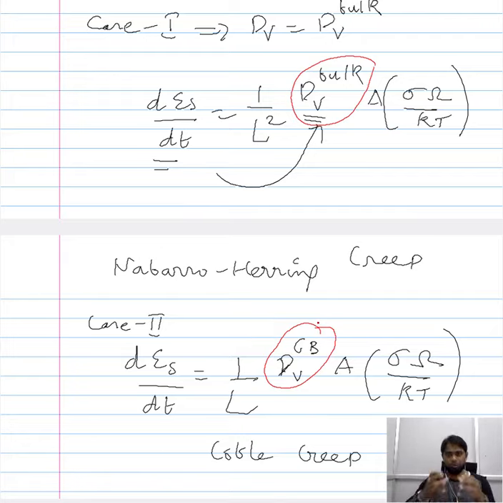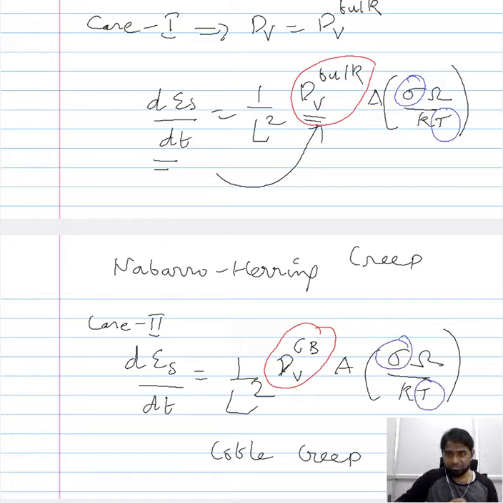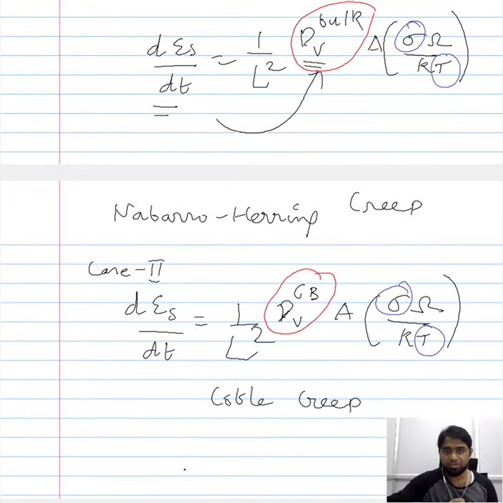Despite this difference, the overall expression, or the way this creep rate is related to the stress and also the temperature, is more or less the same, even in Nabarro-Herring creep and in Coble creep as well. In both these cases, it should be L square here. In both these cases, the relation of the stress and temperature to the creep rate is the same. So that characterizes the diffusion creep mechanism.